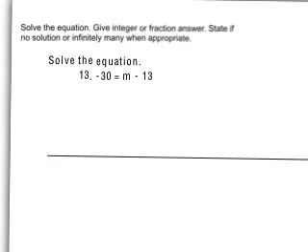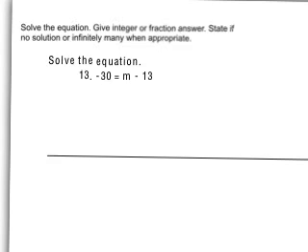Okay, we're going to start solving equations. Now the directions, first directions say solve the equation, give integer or fraction answer, state if no solution or infinitely many when appropriate. So basically we have to keep an eye out for the three possibilities. Generally we're going to get one answer, right? But sometimes it'll be an infinite number of answers or no solutions possible, right?